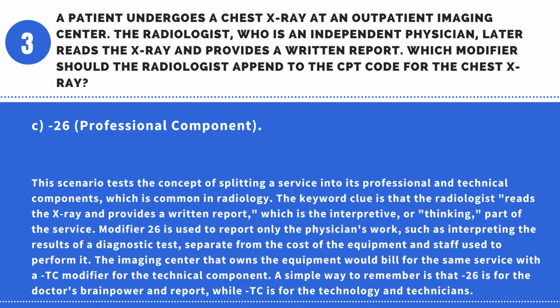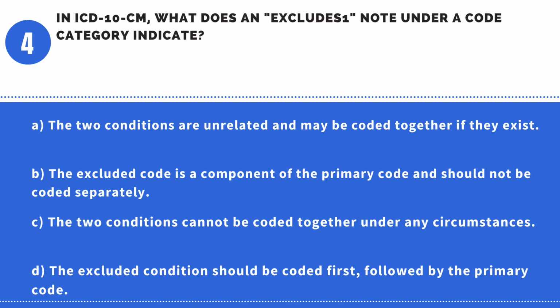The imaging center that owns the equipment would bill for the same service with a TC modifier for the technical component. A simple way to remember is that -26 is for the doctor's brainpower and report, while TC is for the technology and technicians.